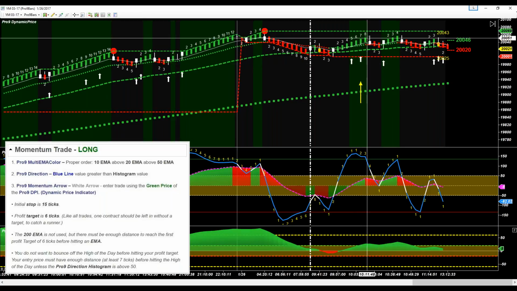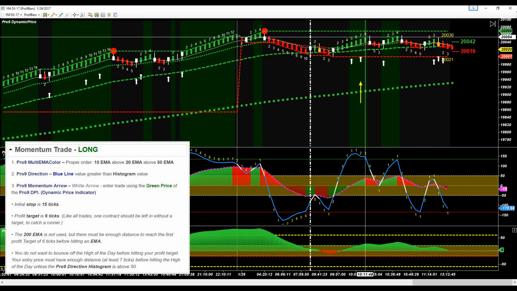And after the first color bar plots, that's 4 ticks. So we're more than halfway to our profit target. I have heard from some members who use Pro9, they like to adjust from 15 to 11 after the trade moves 4 ticks in our favor. And that's fine if you want to do that, but I would definitely suggest testing and comparing the two to see if that's really something that will work out.